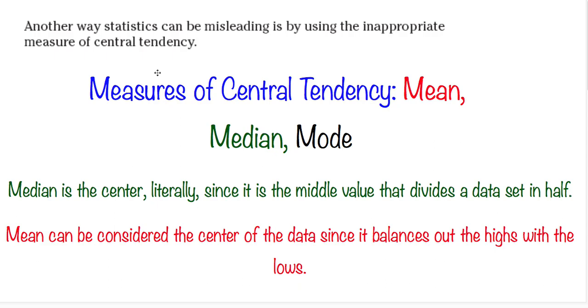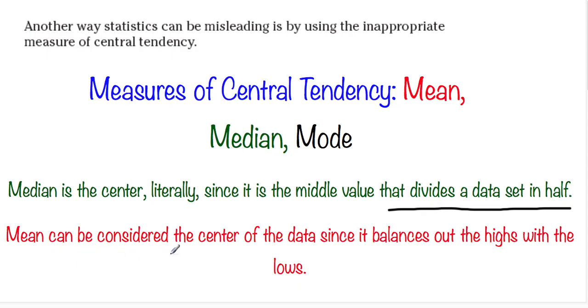But before we do that, let's go back to our measures of central tendency. Okay, if we use the measures of central tendency inappropriately, then it can be misleading. Again, measures of central tendency are mean, median, and mode. Okay, why are they called measures of central tendency? Simply because of these reasons. Median is the center, literally, since it is the middle value that divides the data in half. So when you talk about median, it divides the data set in half.